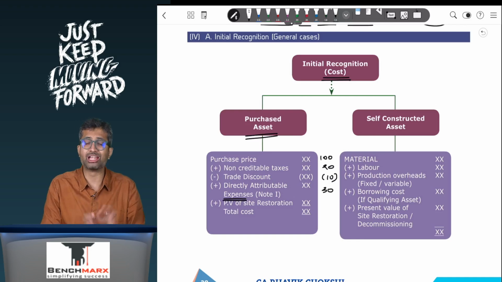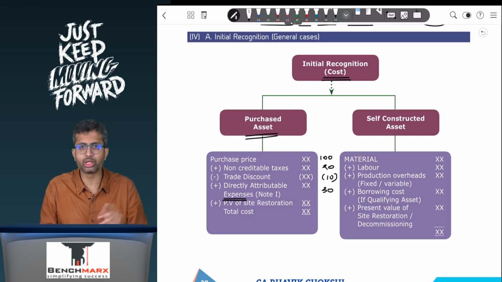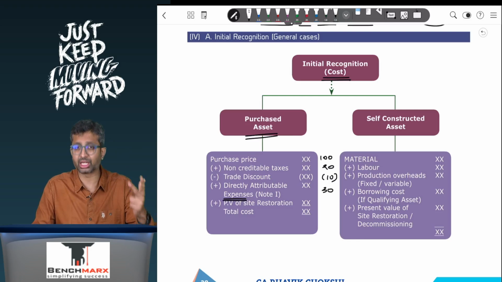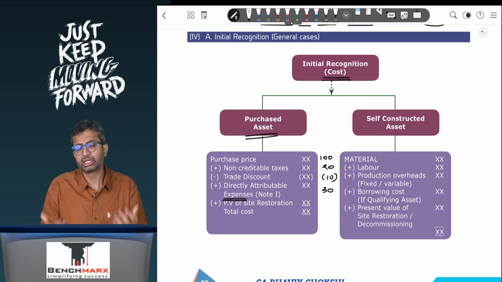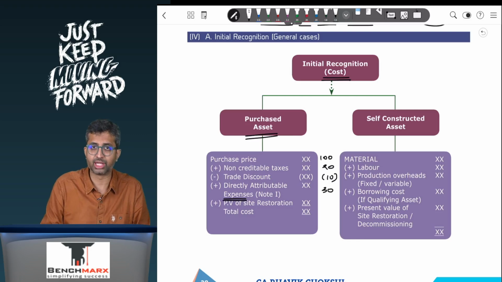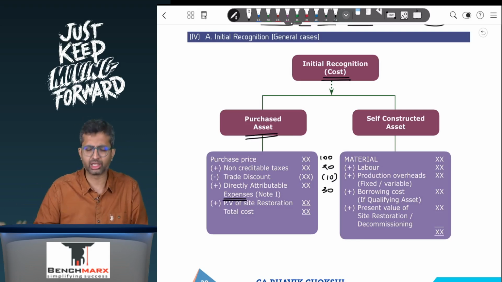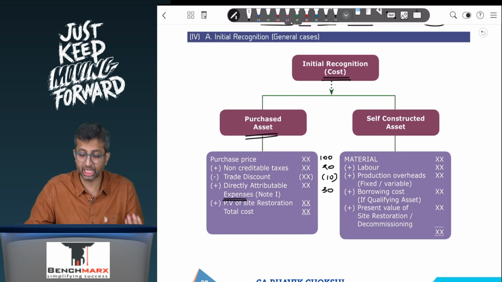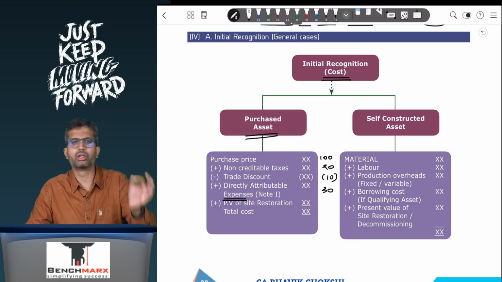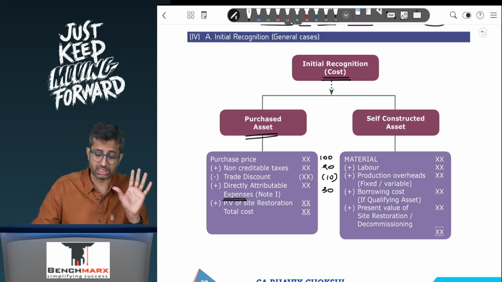So when we look at an asset being constructed, direct material, direct labor, direct expenses, variable production overheads, fixed production overheads, to the extent they can be allocated to our asset, can be taken as a part of the cost of the asset. Apart from that, if there are any other directly attributable expenses, you will take that. If there is any non-refundable, non-creditable taxes, you will take that. Here, there is application of some other standards as well.